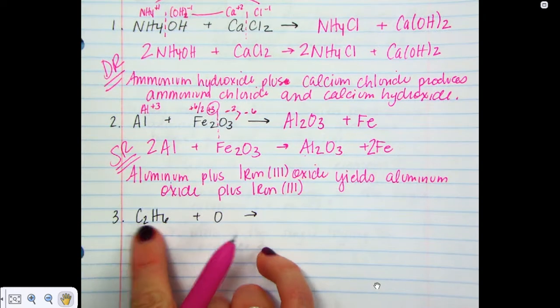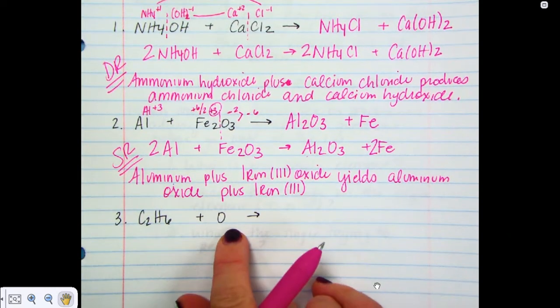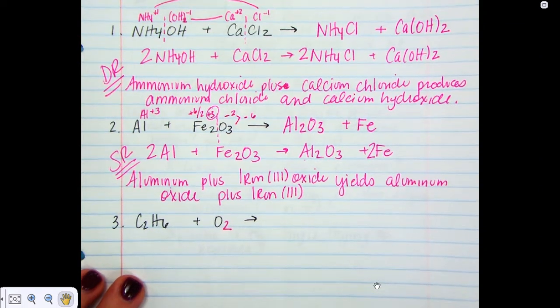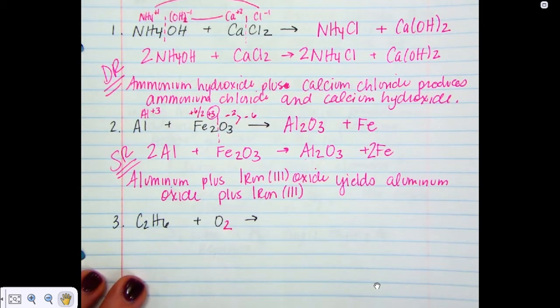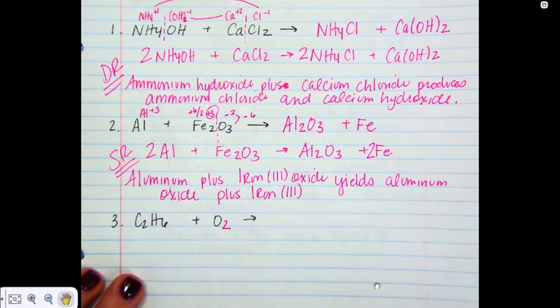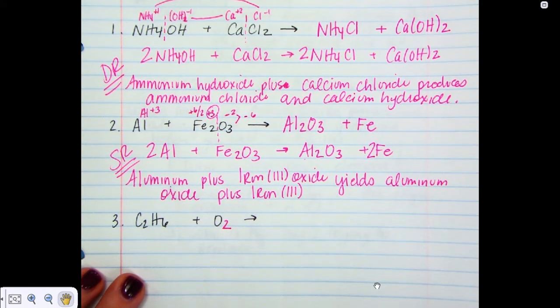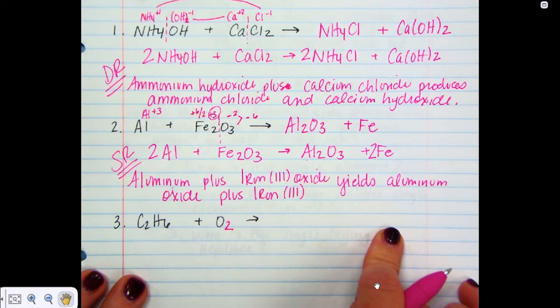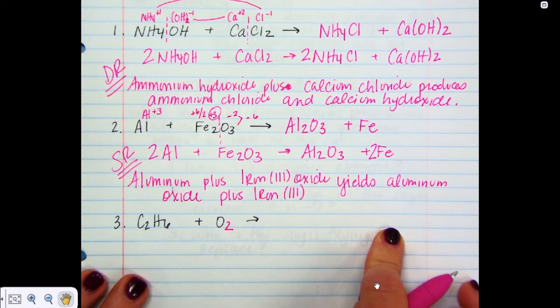I've got a carbon-hydrogen compound. I have oxygen. Oxygen is diatomic. I don't have to predict products. Say it with me, friends. You don't have to predict products. You already know what they are. If you tried to predict products here, you would get some sort of hot mess. Okay? Don't try to predict products. Just write down what they are.